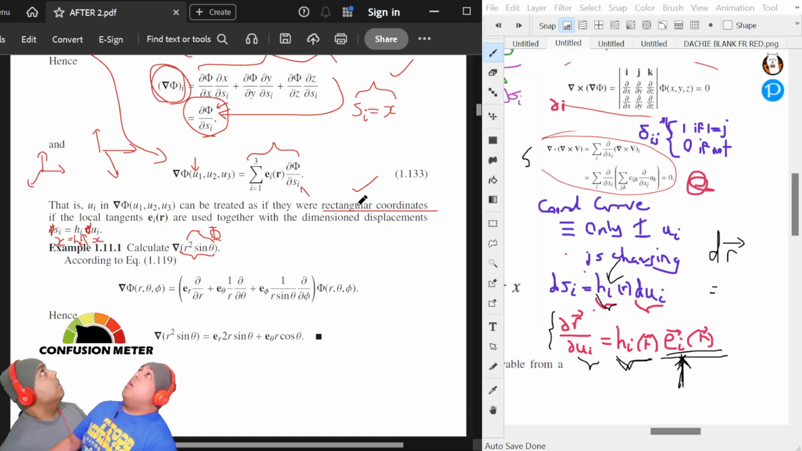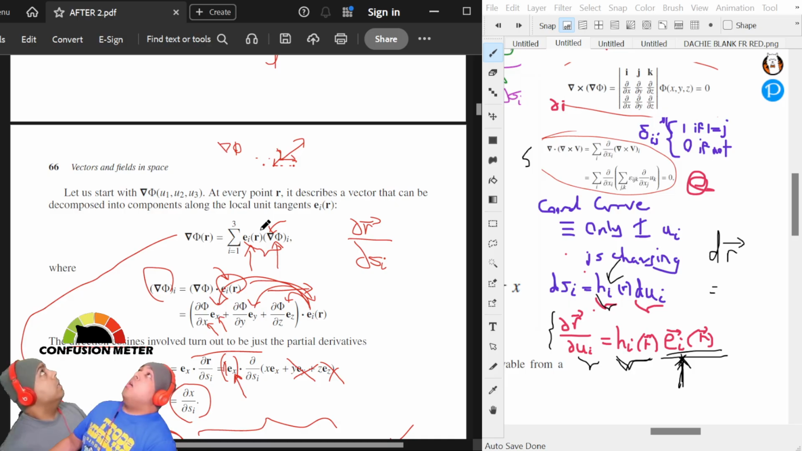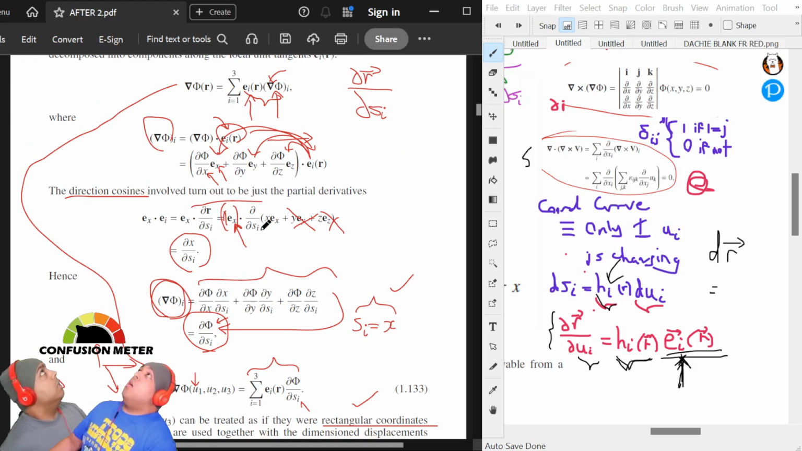According to the formula, for r squared sine theta, the gradient of phi equals the gradient of phi. We're saying this is the gradient: del phi del r, e_r.